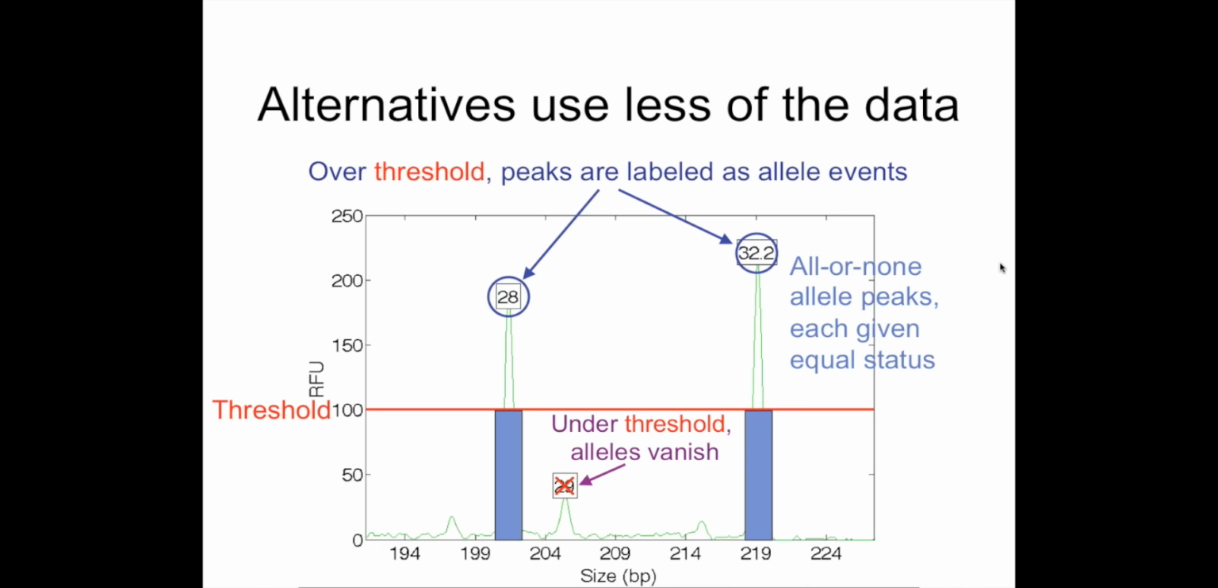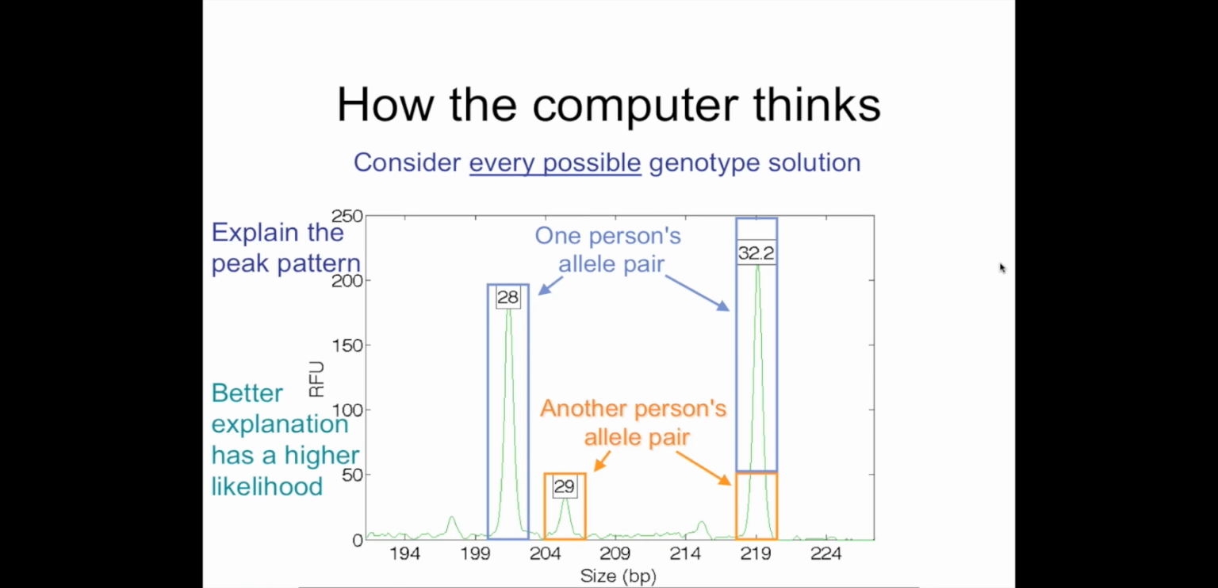And the methods that were attempted in this case make less use of the data. They may be methods that apply thresholds, use dropout. They have fixed arbitrary parameters that don't engage the data and make the fullest use of it. So in a threshold method, over a threshold, peaks are labeled as allele events, so 28 and 32.2 are alleles that exceed a threshold such as 100 RFU, indicated by red, but lower level peaks like the 29 that doesn't even reach 50 RFU would disappear, and in this case not much can be said when making a comparison.